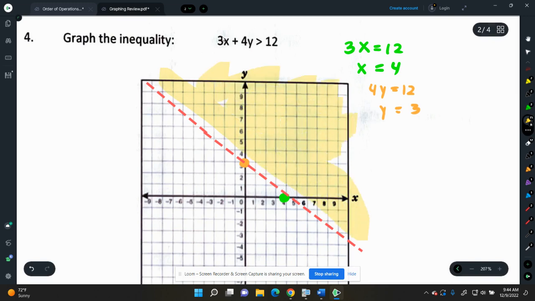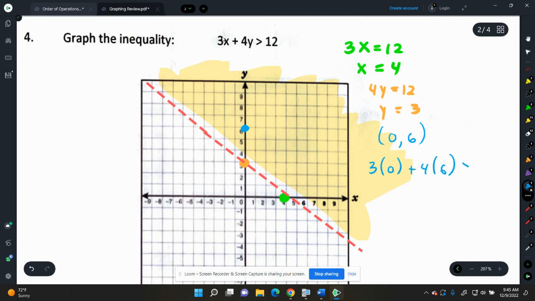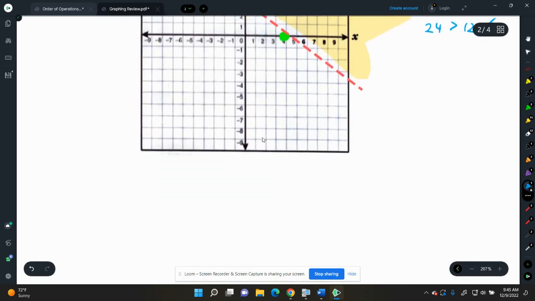And it's going to stay a greater than. Now, we could always pick a point and test it to make sure that we shade in the right spot, right? So I'm going to pick an easy point, so I'll pick 0, 6. Okay, and I can test the 0, 6. So x equals 0, so 3 times 0 plus 4 times 6 is greater than 12. That gives me 24 greater than 12, and that's true. So I feel comfortable with that graph. I know I graphed it the right way.